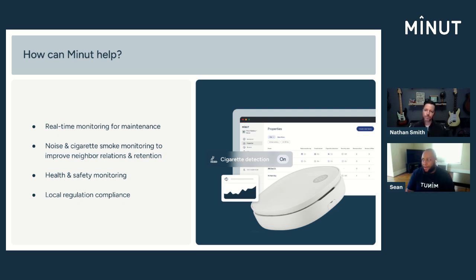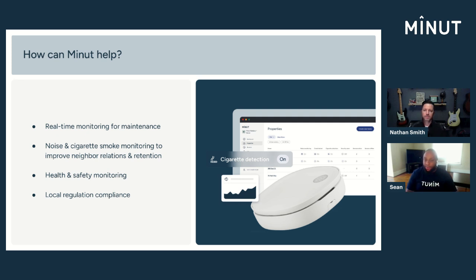Okay, yeah, I'll definitely talk about how Minute can help you guys out. So the first thing is real-time monitoring for maintenance. And I always like to say real-time monitoring is always better than learning about the issue after the fact. 9 times out of 10, when you learn about the issue after the fact, it's too late and it'll also be more costly. So first thing that we monitor in real time would be noise. With Minute, it'll alert you if the noise gets too loud in your property, and it will send out noise alerts to you and your guests.